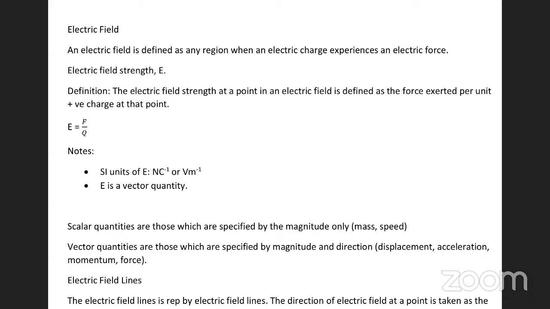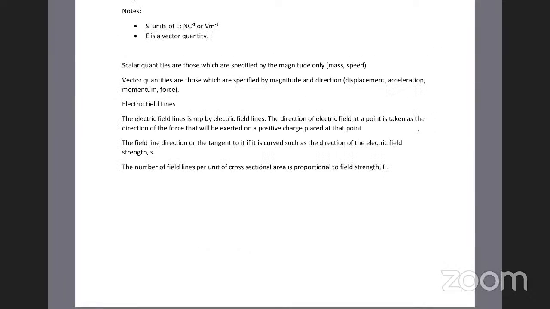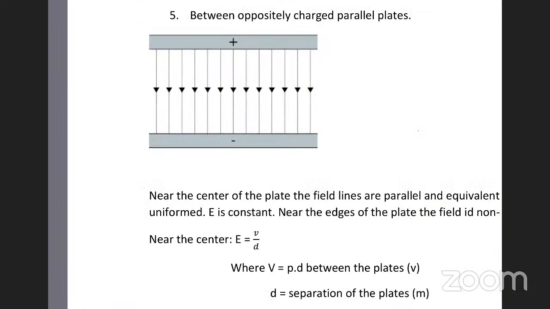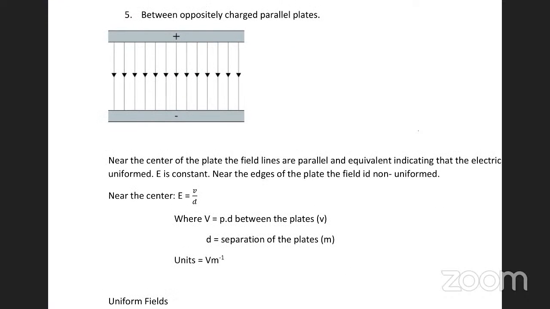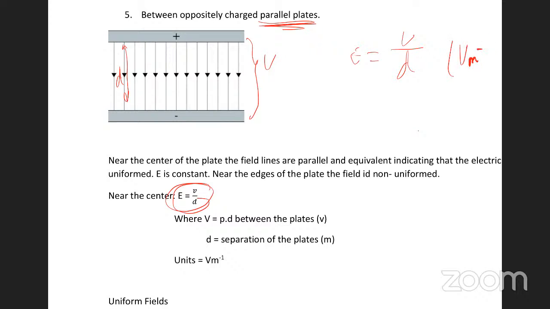Before I show it, I want to show you one thing. Look at this. There is an electric field between these two plates, and the strength of that electric field is based on the potential difference and the distance between the plates. So the electric field strength between two parallel plates is the potential difference divided by the distance between the plates. That is where volt per meter came from.